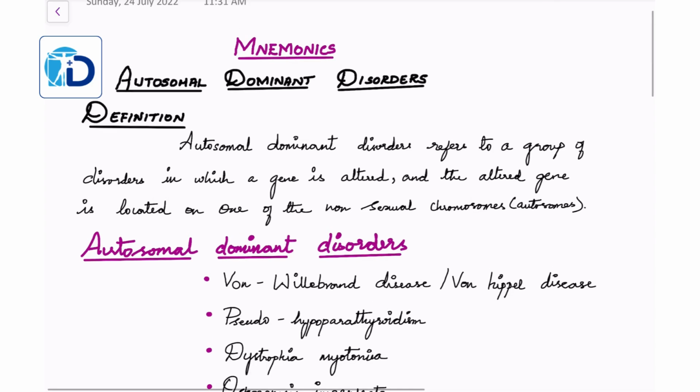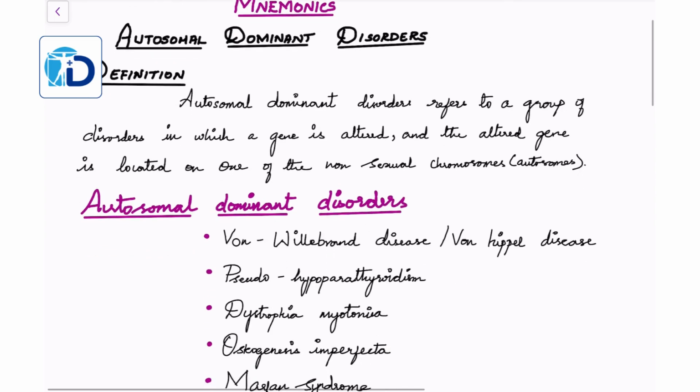In this video, we are going to learn an easiest mnemonic way to remember the list of autosomal dominant disorders. Autosomal dominant disorders refers to a group of disorders in which a gene is altered and the altered gene is located on one of the non-sexual chromosomes, and our non-sexual chromosomes are also called autosomes. Here, the autosome is altered by its gene and it is dominant. So thus we call this condition autosomal dominant disorders.